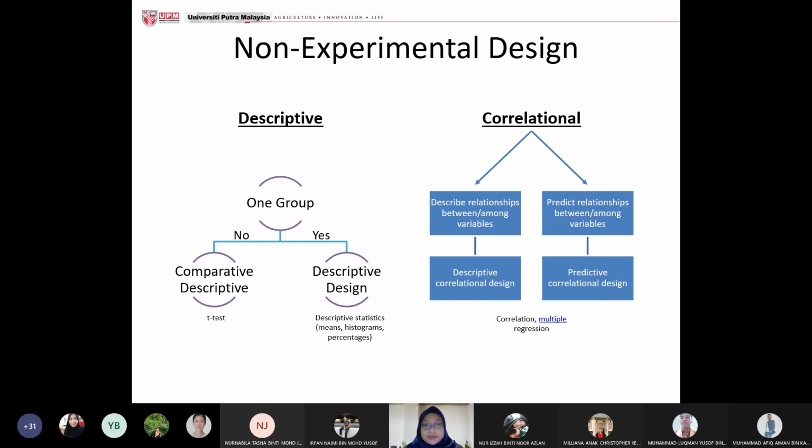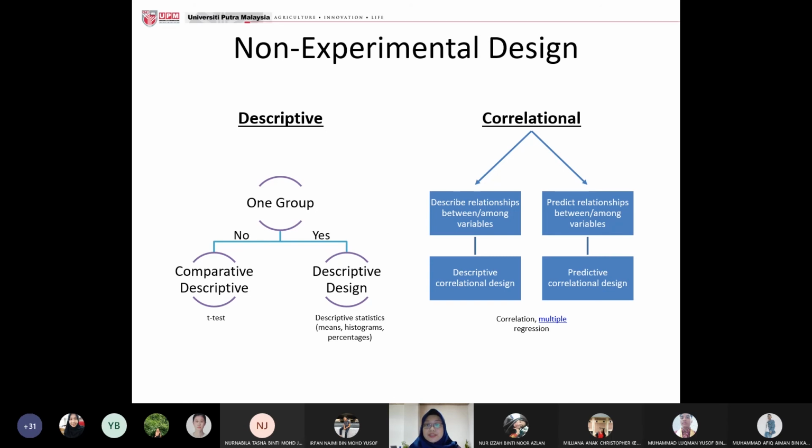So let's say you are doing some sort of survey and you want to connect why people find it very hard to dispose of their waste. One of the reasons, in your opinion, is the problem with waste management in that area, and you want to describe that relationship currently. So that is a descriptive correlational design.